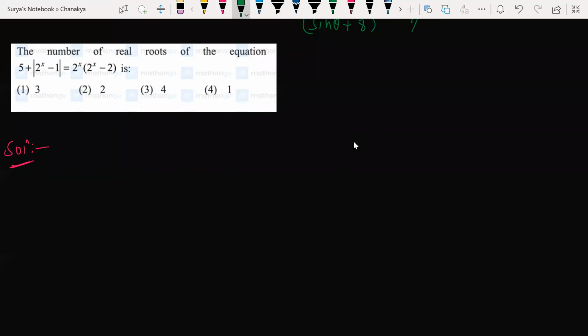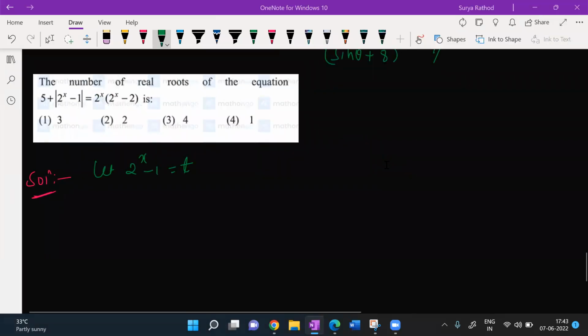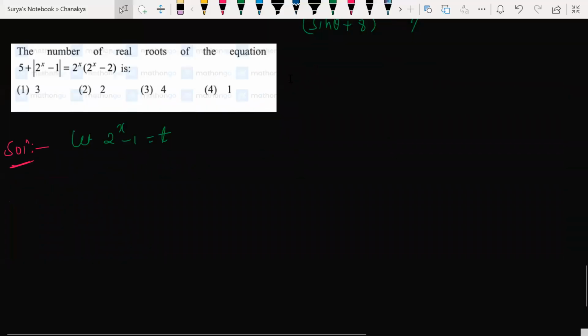Okay, let me look at this here. So what we do here is let 2 to the power of x... Let's take it like this. Okay, no problem. Look at this here. So let 2 to the power of x minus 1 is equal to t. Then 2 to the power of x is equal to what? t plus 1. Correct? Let us take this equation as the star equation.